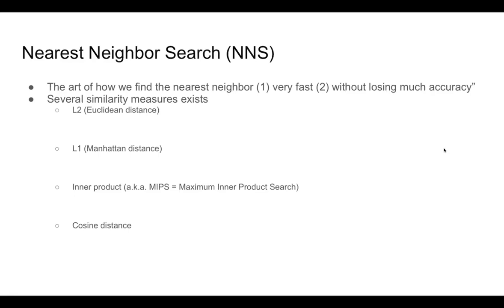So L1 and L2 are very well known. L2 is the canonical definition of distance, the real distance, right? And L1 is also called Manhattan distance because in Manhattan, you have all these perpendicular roads. If you want to go from here to here, the distance is not the L2 real distance, but you should think of the horizontal and vertical distance summed. That's the distance you actually have to travel to get there.